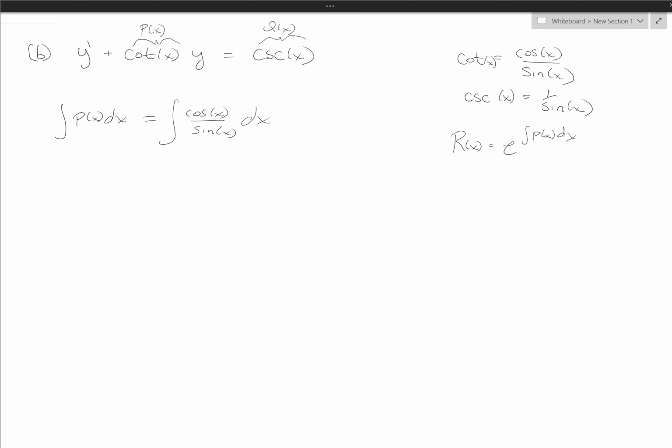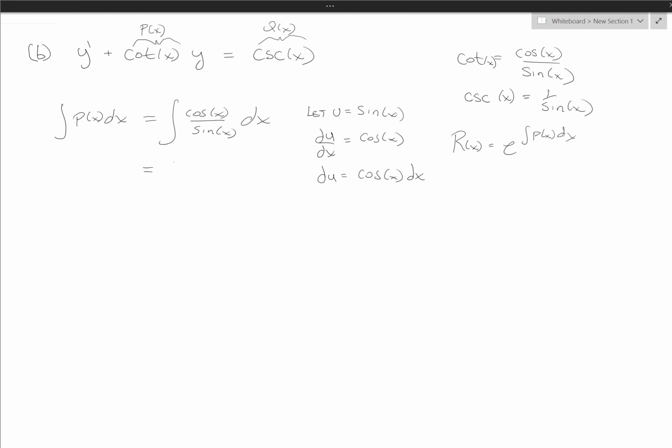Why? Because the numerator looks to be related to the derivative of the denominator. So we can use u substitution here. So we could say let u be sine x, right? Then du by dx, derivative of sine is cos, right? It's cos x. Multiply both sides by dx, so du is cos x dx. So look, cos x dx we have in the numerator. Sine x we have in the denominator.